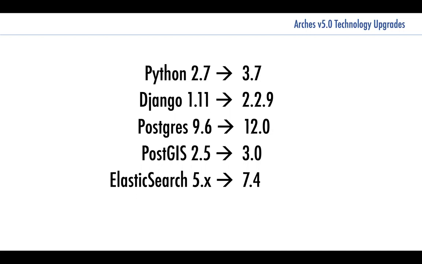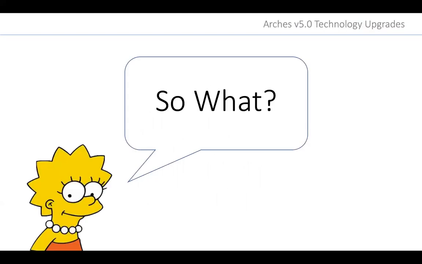What we've done in version 5 is move from previous versions of these technologies to the most recent, the latest long-term supported versions of the technologies. So in the case of Python, for example, in Arches version 4, we were using Python 2.7. In Arches version 5, we're using Python 3.7. And it's completely legitimate for you to ask, who cares? Why is this important? What difference does it make to me, and why should I care?